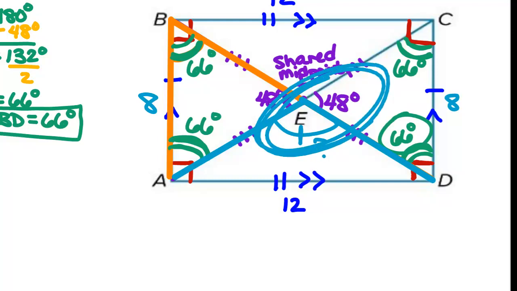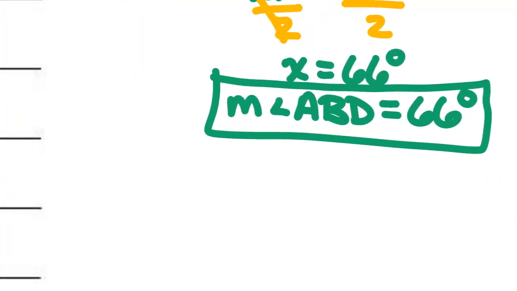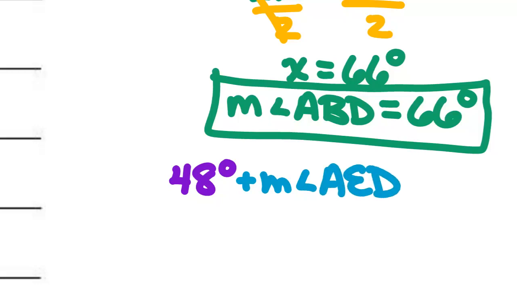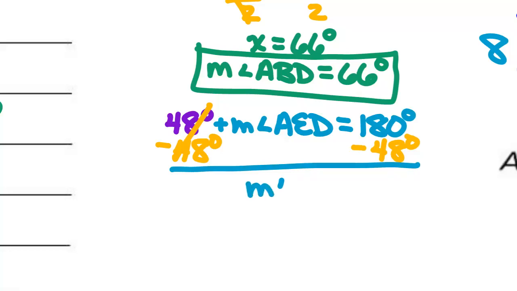Look at these two right here. What kind of special angle pair is that? Yep, not vertical. It's a linear pair, and a linear pair always adds to 180. So we can take 48 degrees plus the measure of angle AED is equal to 180. And Jesus, your way of describing this absolutely would work. You would get the exact same answer doing it the way you suggested. We get the measure of angle AED is 132 degrees.